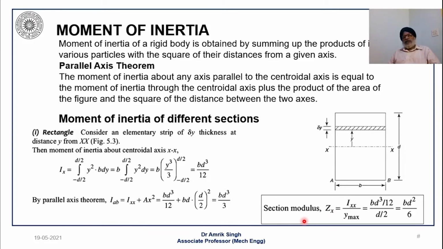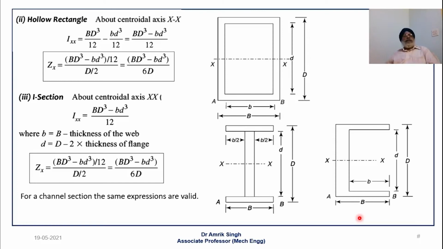Therefore the section modulus about the x-axis will be this, and if we have to calculate about AB, then instead of I_XX we have to use I_AB. Now for the rectangle section, similarly we have studied I about the x-axis, so Z_X we can calculate. For the I section also we can calculate accordingly. For the C section, we can assume it as a rectangular section and take out the moment of inertia of this rectangle. That will give us the moment of inertia of the C section.